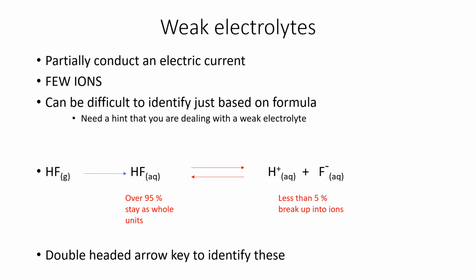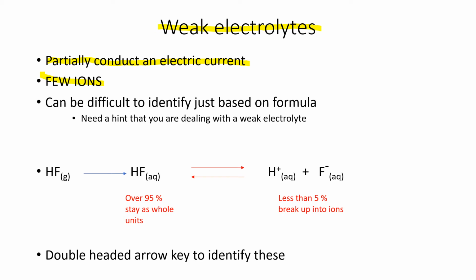Our last type, the weak electrolytes, are kind of in the in-between ground between the strong electrolytes and the non-electrolytes. These will partially conduct, or weakly conduct, an electric current. We saw what happened when we had a lot of ions. That was a strong electrolyte, a great conductor of an electric current. We saw what happened when we had no ions. We had a non-electrolyte, not able to conduct. So these weak electrolytes will be in the middle, and will produce a few ions.